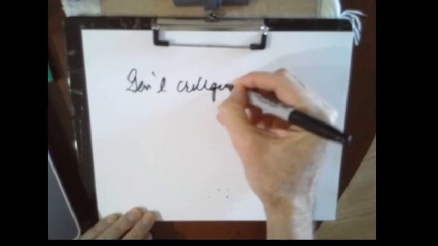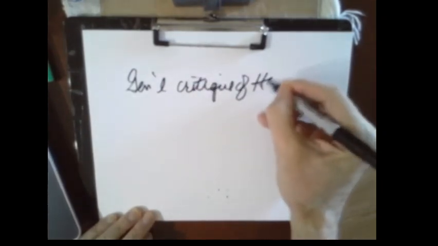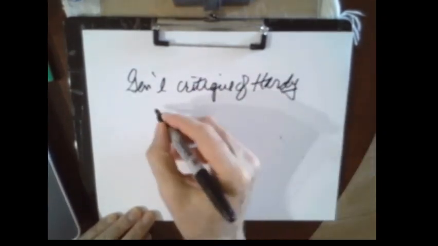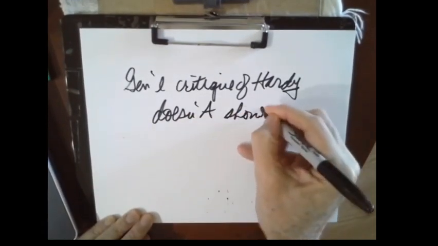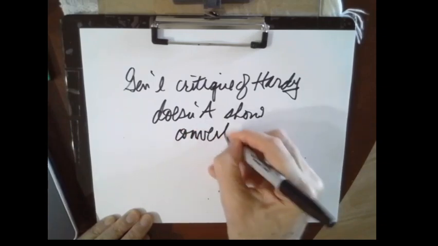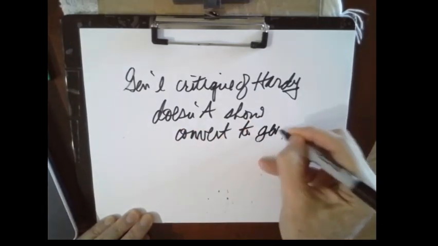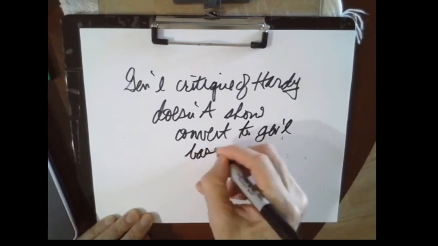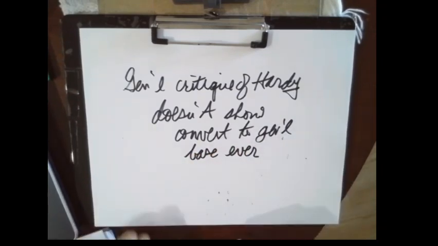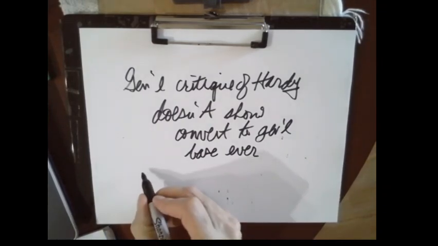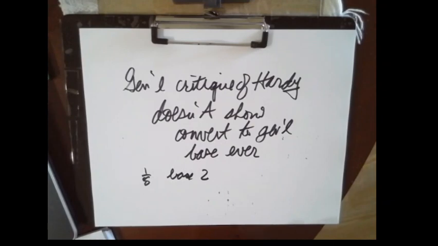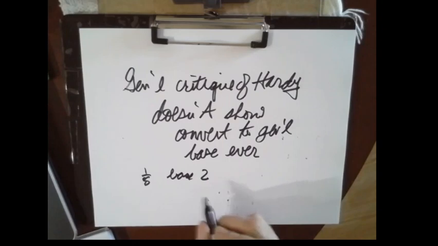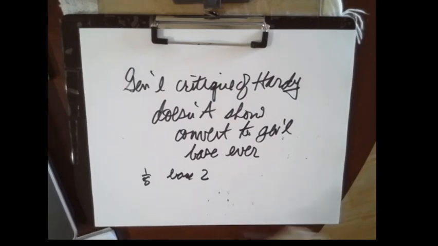Critique of Hardy: he doesn't show conversion to a general base, ever. Or he does, I think, 1/8 in base 2, but he really doesn't do that nearly sufficiently, really, at all.